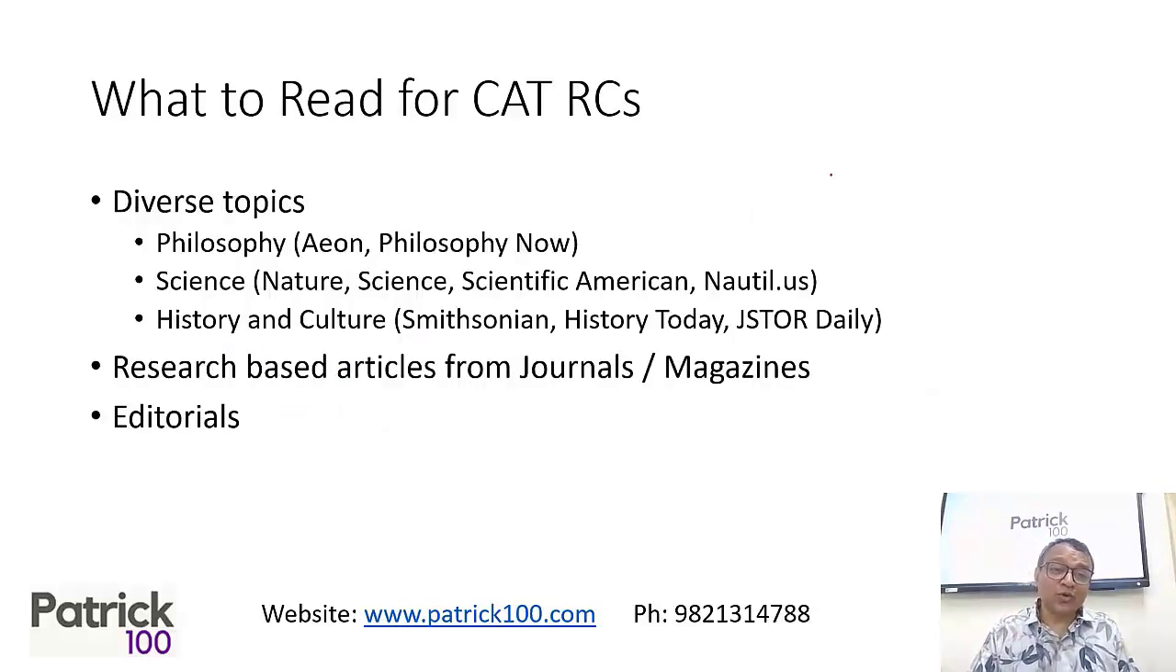Now if you really want to read, try to read from diverse topics, for example philosophy, science, history and culture. Some sources for philosophy are Aeon and Philosophy Now. For science you can read Nature, Science, Scientific American, Nautilus. There have been a lot of past articles from Scientific American. Then for history and culture, Smithsonian, History Today, etc. Read research based articles from various journals, and read editorials and magazines. So these are what you need to try to read. Good sources for reading.